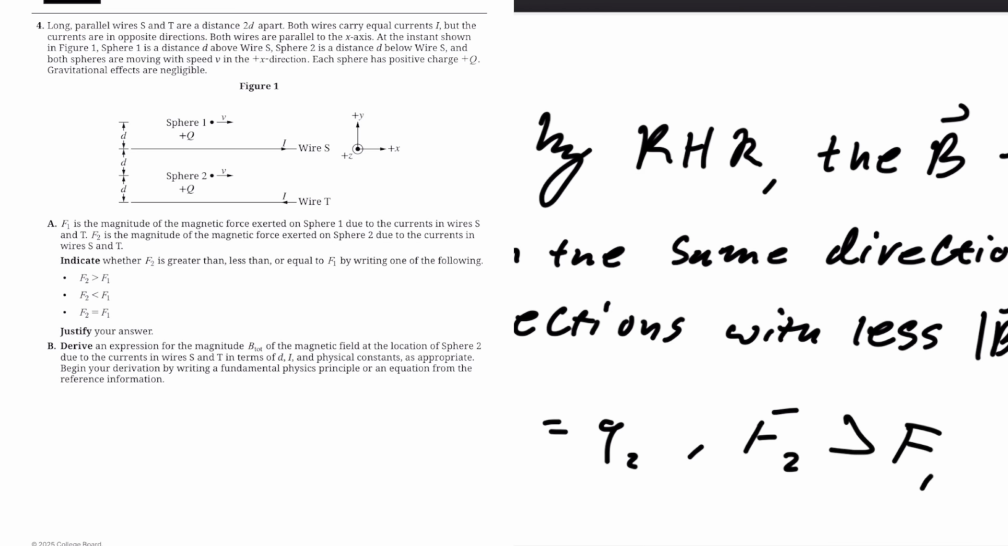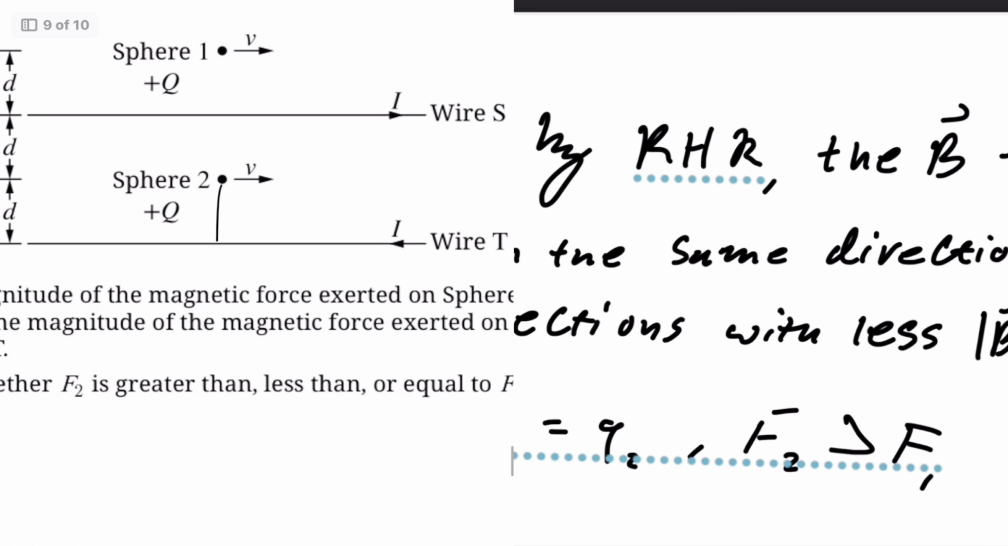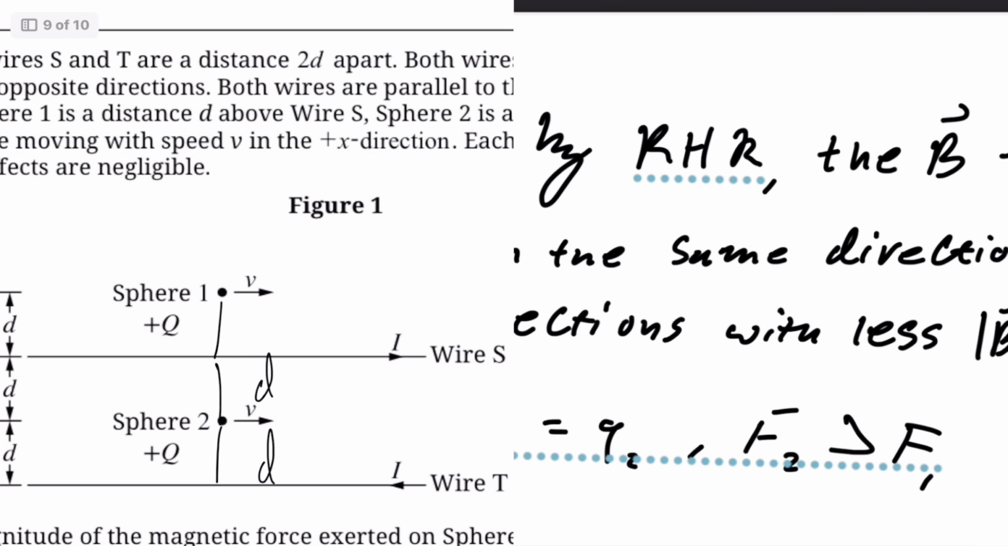And hopefully that makes sense that you could say this in your answer. I'm just not going to say it because I think that's enough reasoning for them. The magnetic field is at a distance d here. They're both at distance d. So the magnetic field that wire S creates here is the same as the magnetic field that wire S creates here. But the magnetic field that wire T creates will be less because now it's 3D away, right?